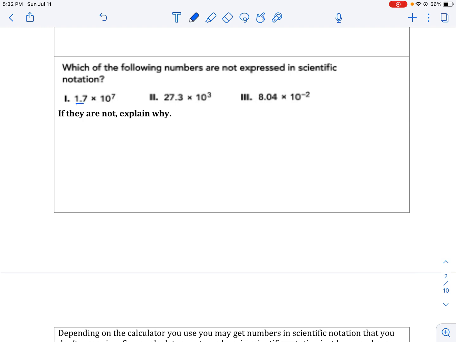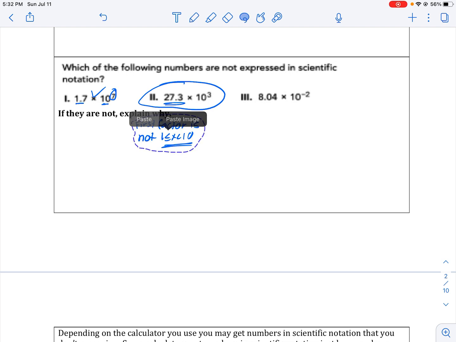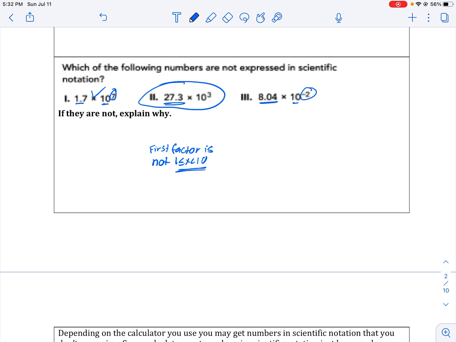So, number 1. 1.7 is between 1 and 10. Check. It is times 10 to an integer exponent. This is scientific notation. Check. Number 2, the first term right there is not between 1 and 10. So therefore, number 2 is not in scientific notation. Number 3, first term, is between 1 and 10. It is times 10 to an integer exponent. That is scientific notation. Check. So the only one that is not scientific notation is number 2.